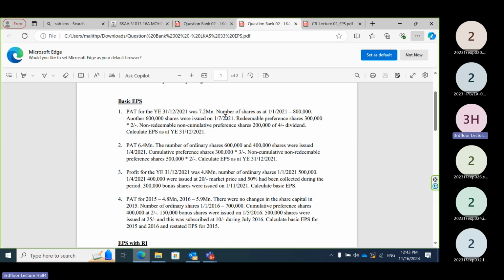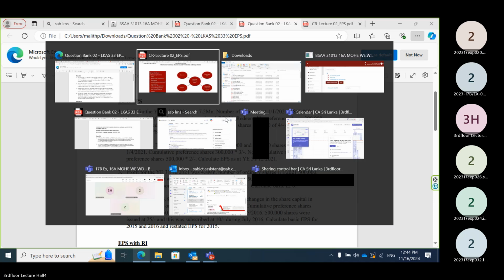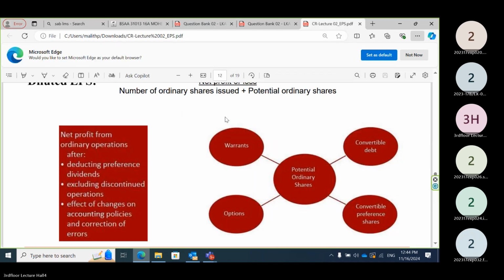Now I'm going to discuss diluted earning per share. For diluted earning per share, we need to understand the related dilutive scenarios: share options, convertible debts, convertible preference shares.